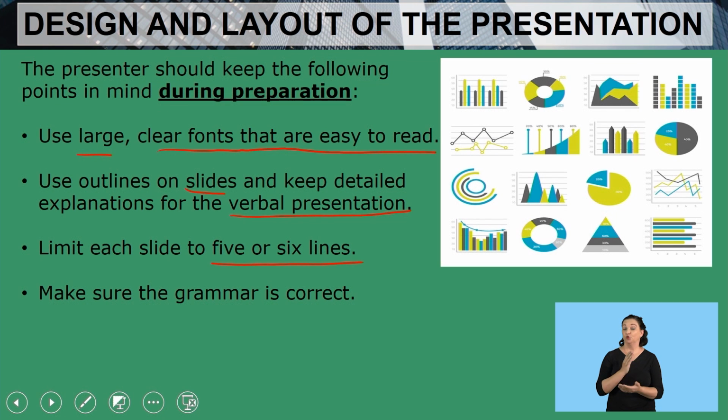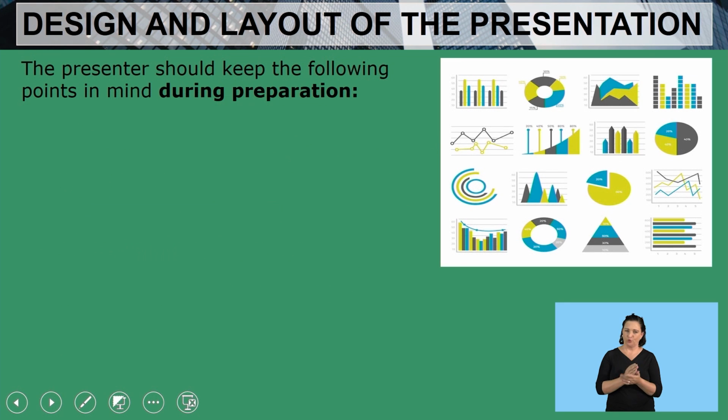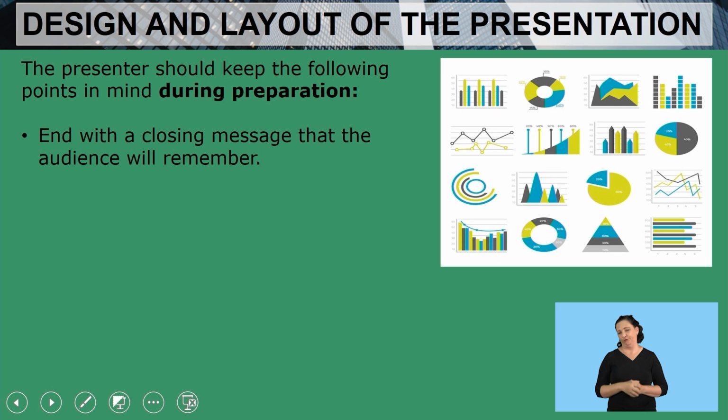Make sure the grammar is correct. How can you make sure? You can ask somebody to proofread the information for you, which is my next point here. Proofread carefully. You can get another person, a second person, to proofread it for you. All right, and end with a closing message that the audience will remember over and above the visual aid. In that visual aid, you can use maybe a video or just a sentence, a striking quote maybe, that the audience will remember.